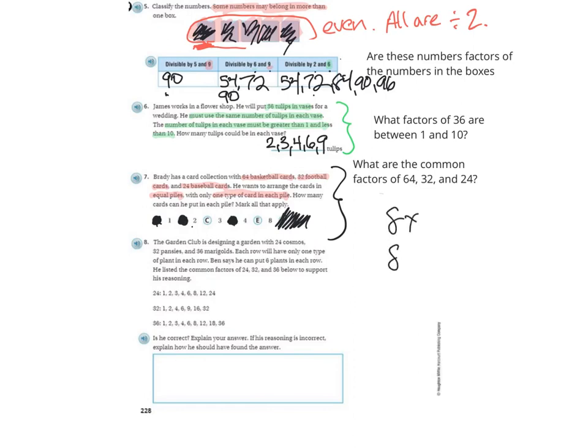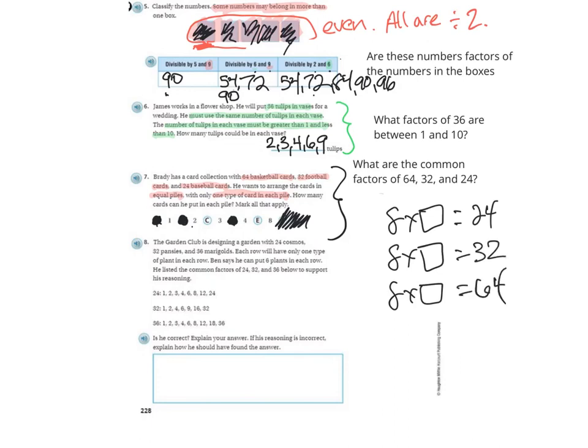Let's do 8. 8 times what gets me 24, 32, and 64? 8 times 3 is 24, 8 times 4 is 32, and 8 times 8 is 64. So guess what, ladies and gentlemen? Our answer is 1, 2, 4, and 8. And just to alleviate any confusion, erase that.